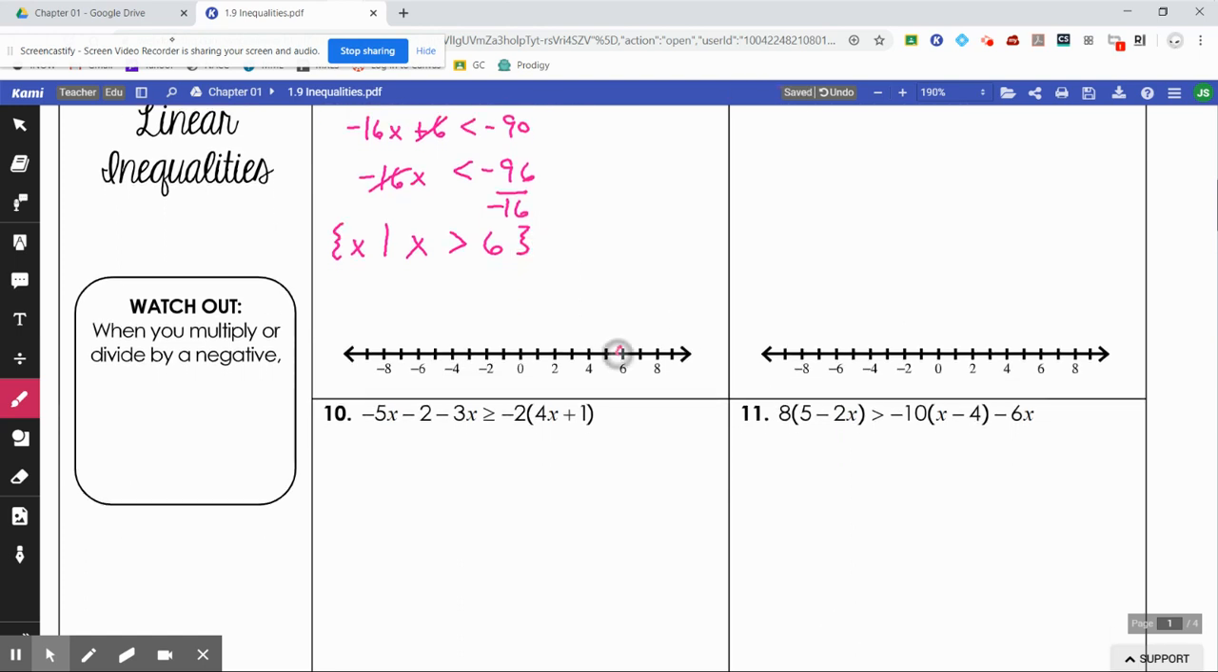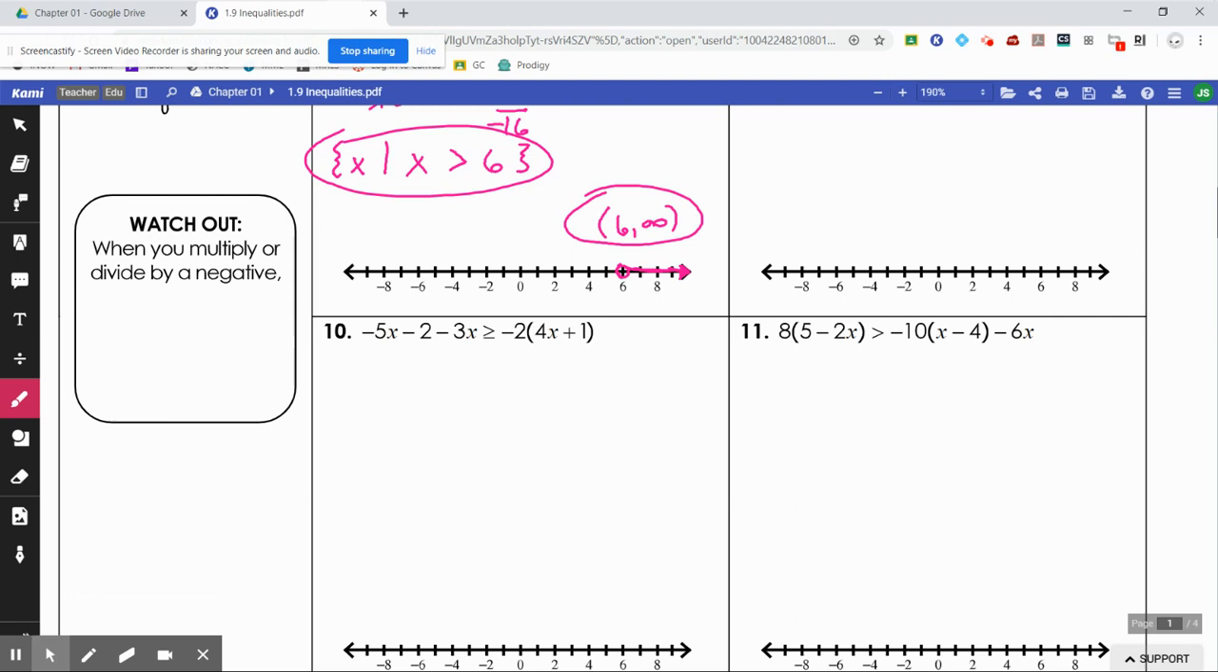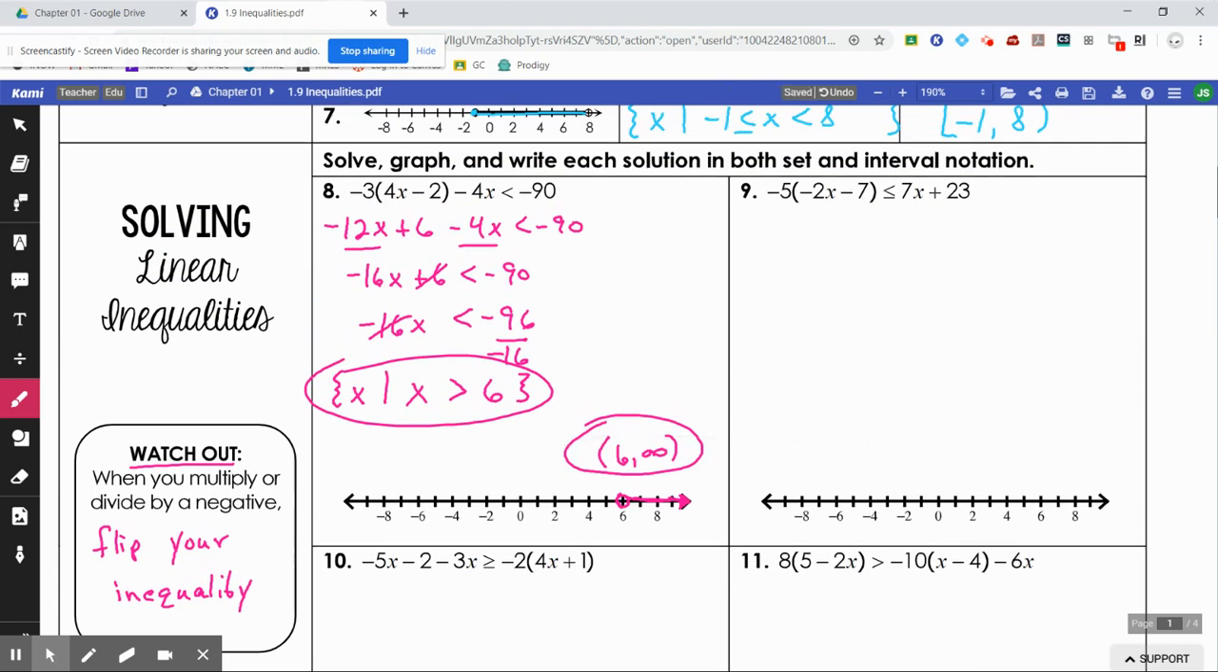So we're going to do an open circle at 6, and that's going to shade everything to the right, all values greater than 6. So that would be all values from 6 to infinity. So there's set builder notation, here is interval notation, and there is your graph. So over on the left side, let's finish this statement. Watch out. When you multiply or divide by a negative, flip your inequality. Let's not forget to do that. Flip your inequality.